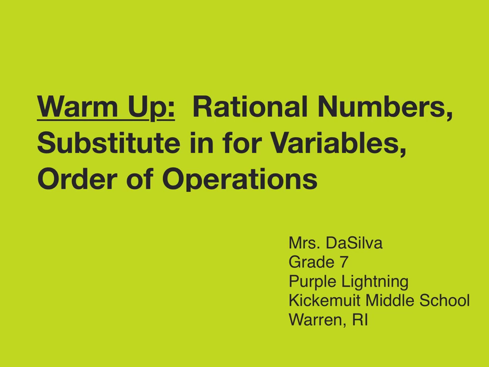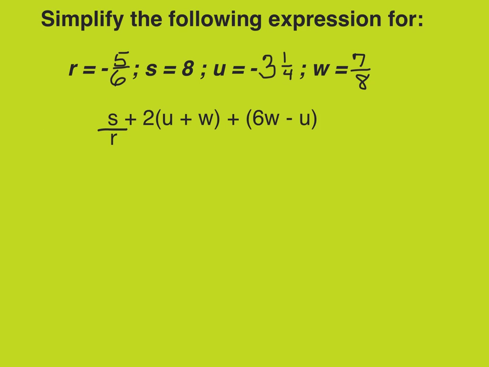Today's warm-up will continue our practice of substituting in for variables using the order of operations and doing so with rational numbers. So the first thing we do is we have to substitute in for each variable that we see. In other words, I see this s here. I'm going to replace that with 8.